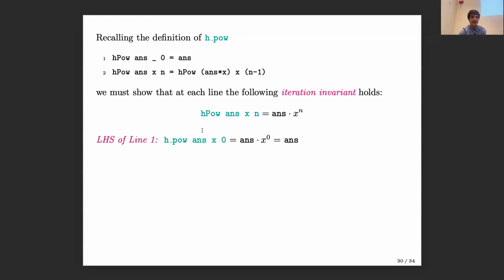Well, h pow answer x to the 0, I claim, is equal to answer times x to the 0, which is equal to answer, because definitionally this is 1. And the right-hand side of 1 is answer. Okay, so at least at line 1, it's equal.